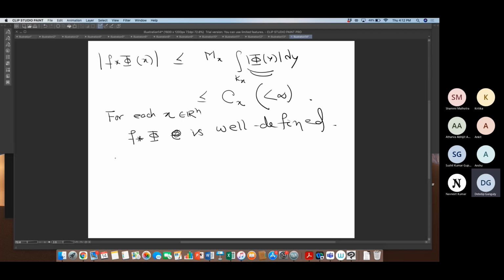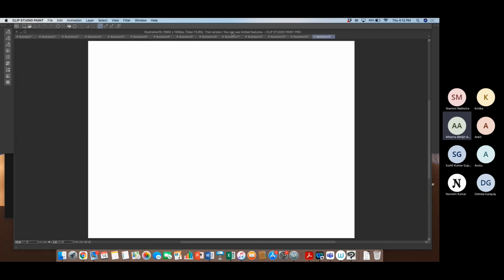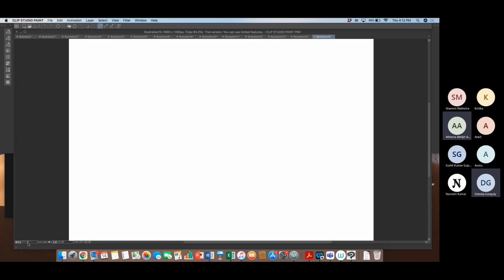Now your u is a well defined function. We know that f convolution phi is equal to phi convolution f, so it is well defined. Now what do I have to prove? I have to prove that u is C2 of Rn. For that, we have to prove the existence of second order derivatives. First of all, you have to see the first derivative.